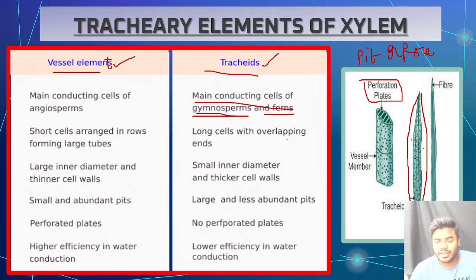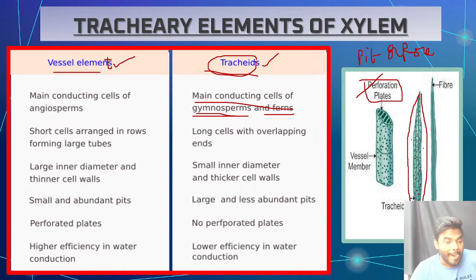Tracheids are the long, elongated spindle fibers present majorly in the gymnosperm. They contain pits and pores but do not contain perforated plates. Every student, listen to a point: since they do not contain the perforated plates, we never call the tracheid the major element for the transport of water.